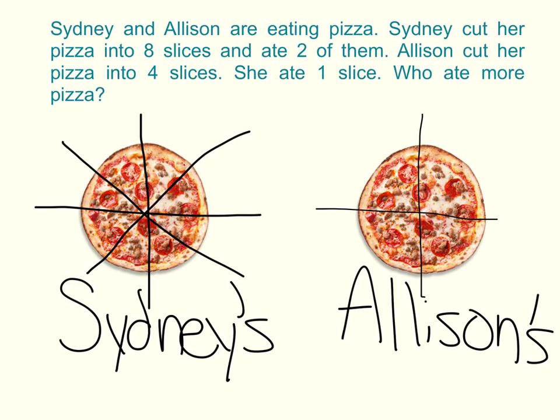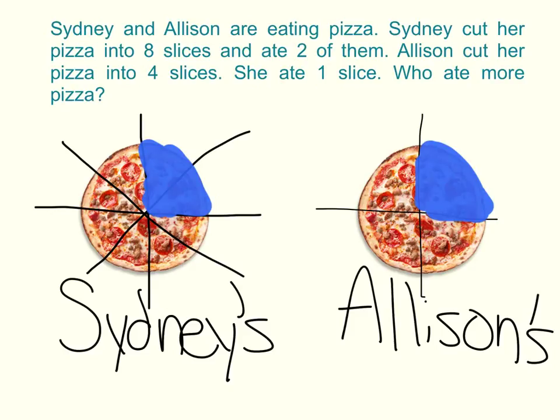It said in the problem that Sydney ate 2 slices of pizza, so I'm just going to shade those in right there, and that Allison ate 1 slice. And now if we look at the shaded parts of the pizza, we can see that Sydney ate 2/8 of her pizza, and Allison ate 1/4 of her pizza. And the shaded areas are the same amount, so to answer the question who ate more pizza, they actually both ate the same amount of pizza.